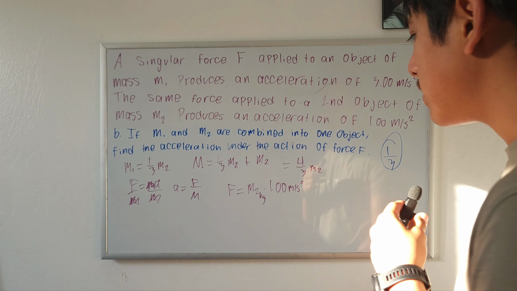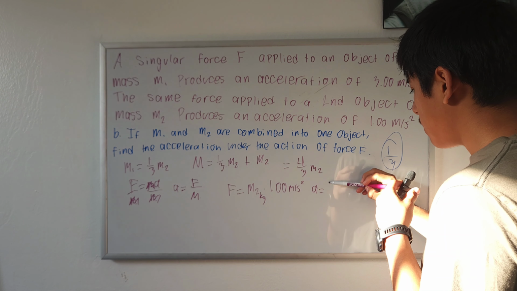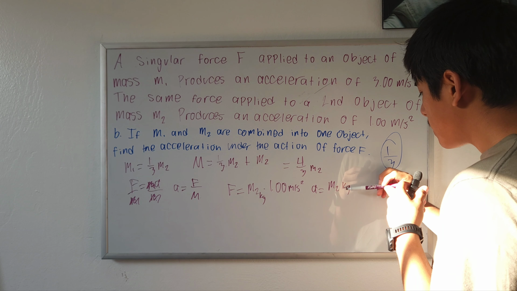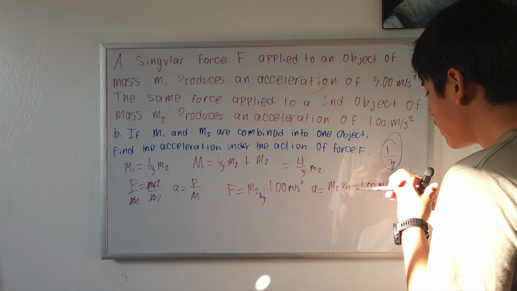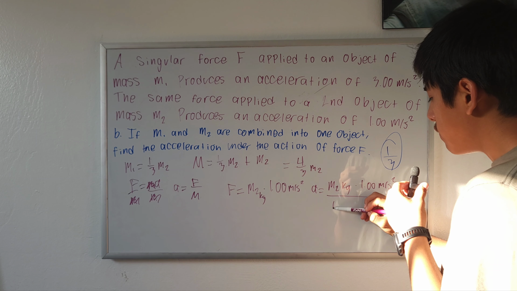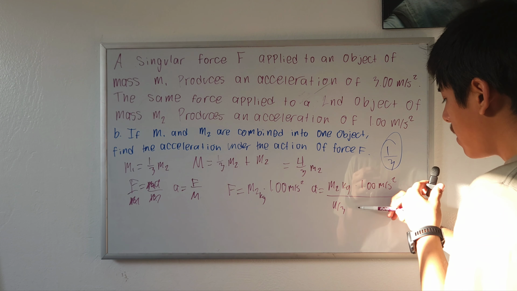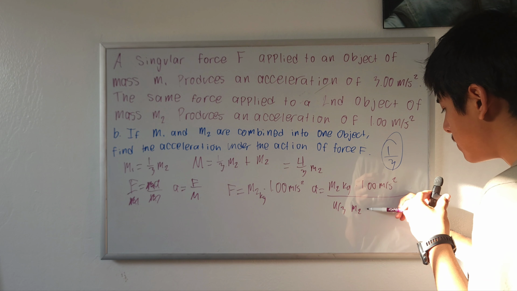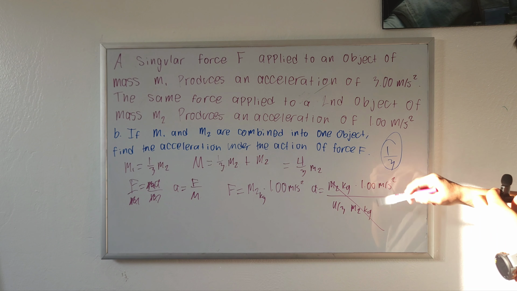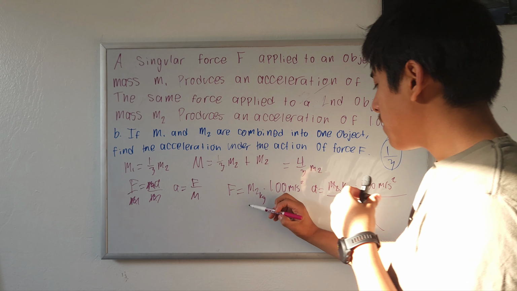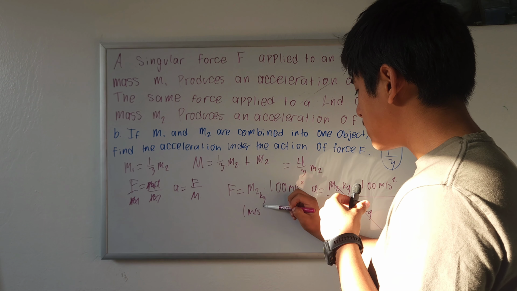So our acceleration is going to be equal to the force, which is this: m2 kilograms times 1 meter per second squared, all over 4 over 3 m2. And I'm going to use the units for that as well. And now what you're going to notice here is that these things cancel out. So m2 is going to cancel out with m2. And then you're really just left with 1 meter per second squared all over 4 over 3.